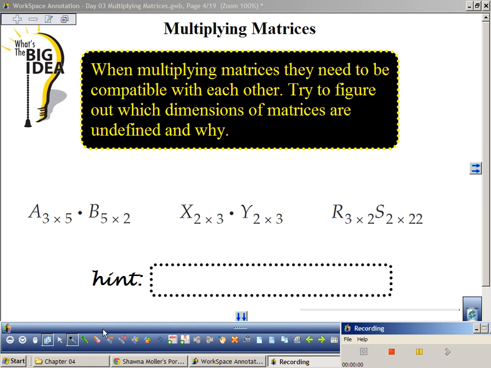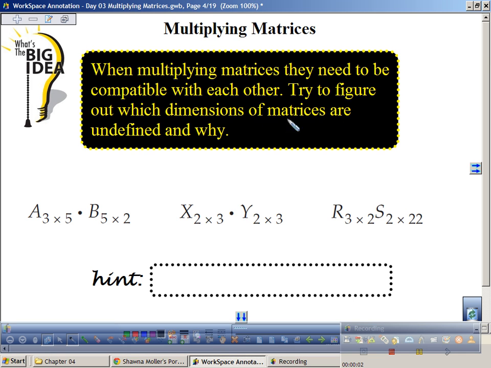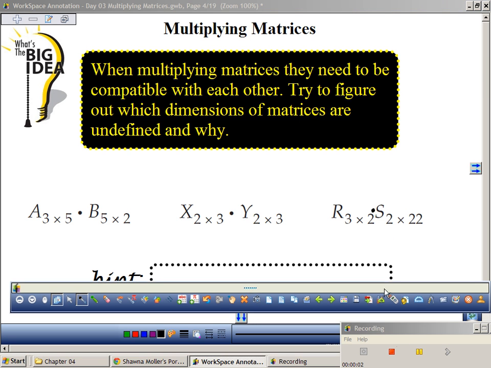Talk multiplying matrices. I kind of made this a discovery lesson to begin with. When multiplying matrices, they need to be compatible with each other. Try to figure out which dimensions of matrices are undefined and why. So talk amongst yourselves. Tell me which ones are undefined. I realize there should be a multiplication sign here. I realize you haven't learned this, but I want to see if you can discover it without me just telling you.